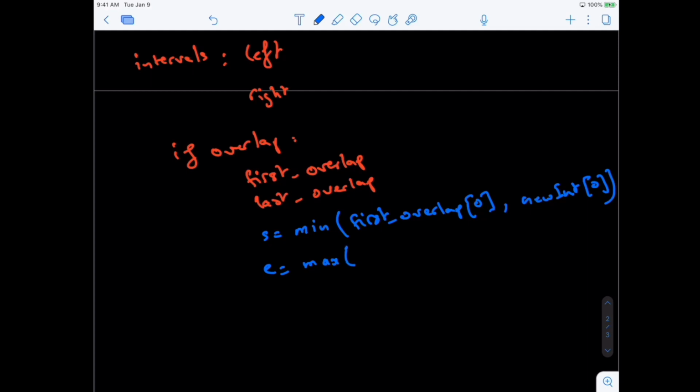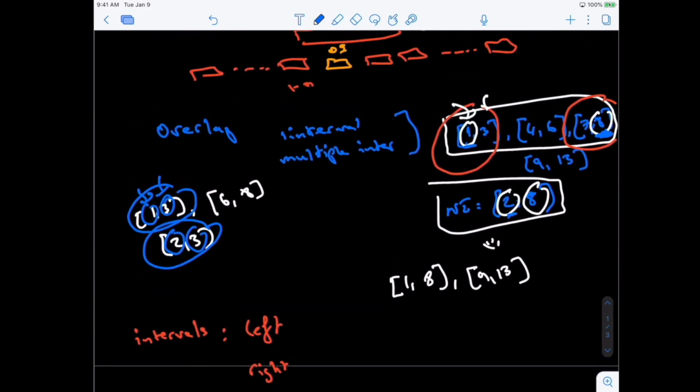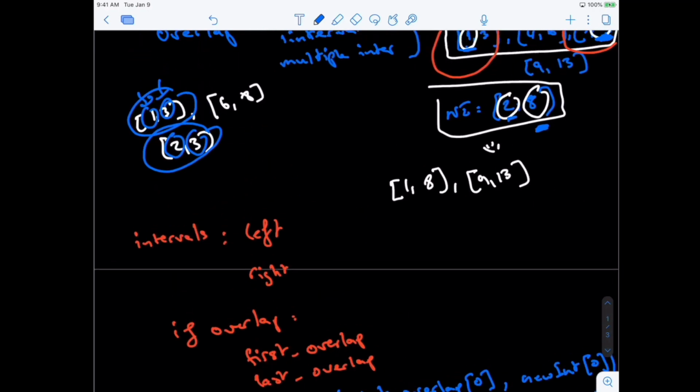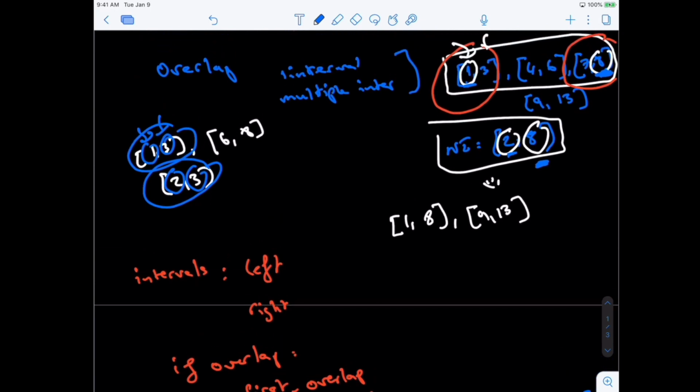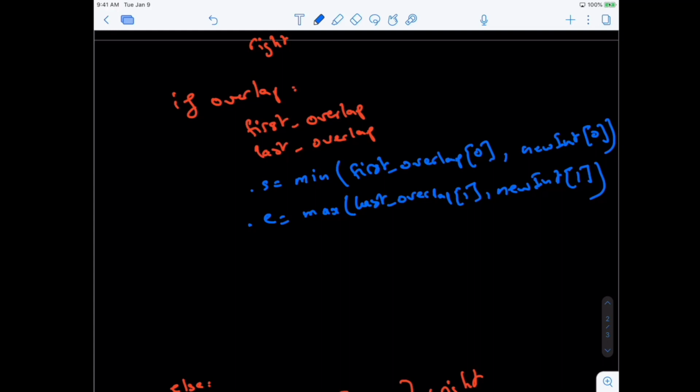So it's going to be the max of the last overlap's ending position, which is position 1, and the new interval's ending position, which is position 1. So these are the new merged intervals. In this case, this is the interval that we will get, [1, 8]. In the case of one interval, it's going to be the [1, 3] interval, okay? And so we just need to add that to the result, right?